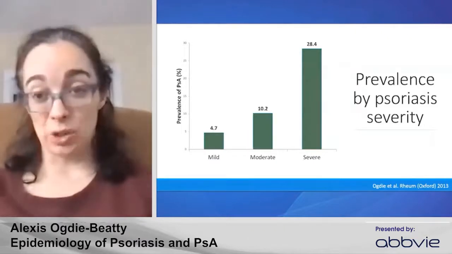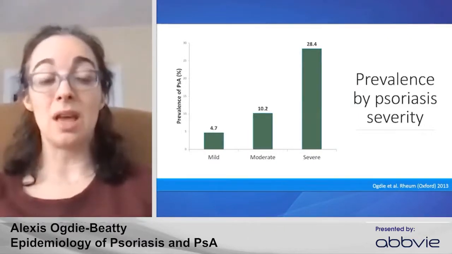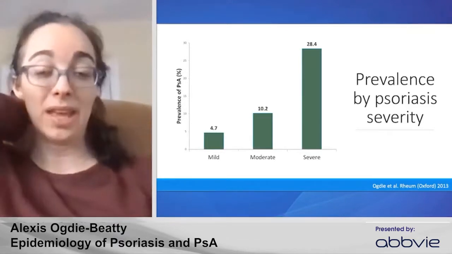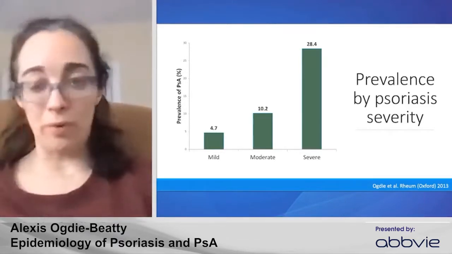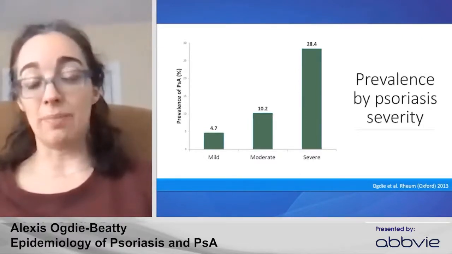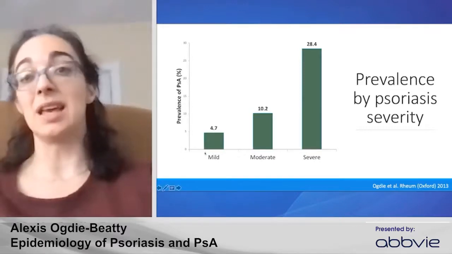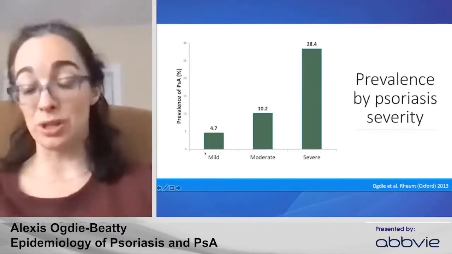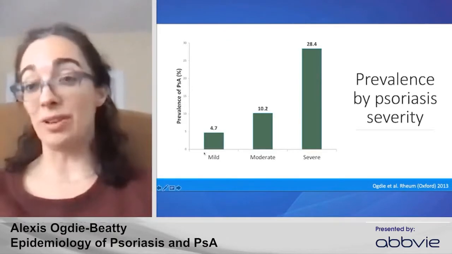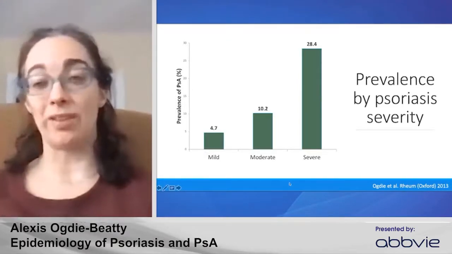The incidence actually looks quite similar in that there is a stepwise increase in incidence of psoriatic arthritis by severity of psoriasis as well. Now, you may say, well, of course, most of my patients in clinical practice have mild psoriasis. Yes, that is true. So the vast majority of patients with psoriasis have mild disease. So it also makes sense. The majority of patients with psoriatic arthritis have mild psoriasis as well. It's just that when you break them into these groups, you see a difference in prevalence and a difference in incidence.